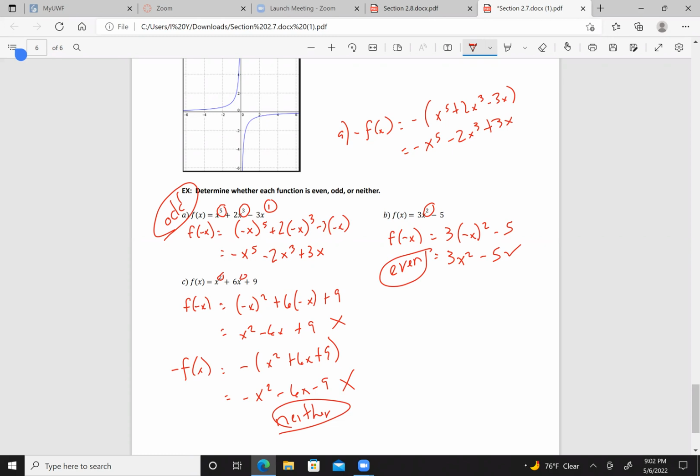Now, you have to be careful with this trick, though, because if this said plus 2, it would not be odd. So that's what tells me that 0 is an even number, because this is 5x to the 0 power.